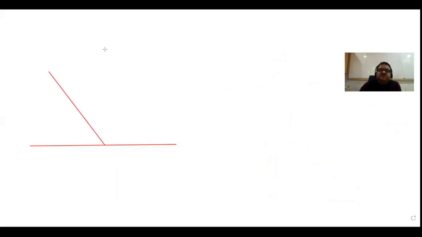And look at this. This is the normal. And this is the incident ray, and let it be I again. Now suppose this is medium 1 and this is medium 2. And the speed of light in this medium is V1, and the speed of light in medium 2 is V2.